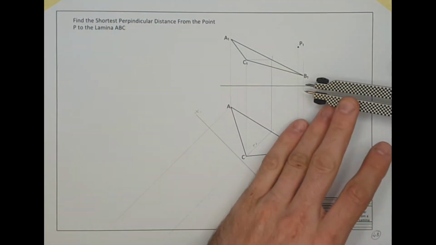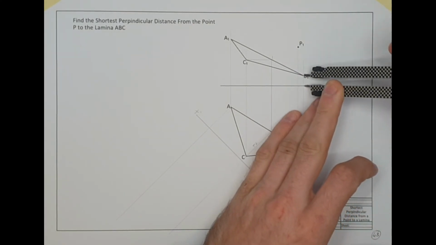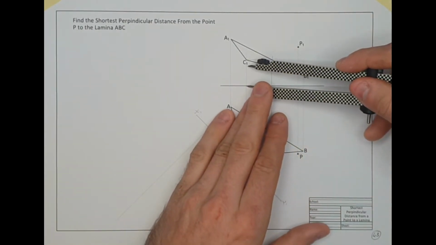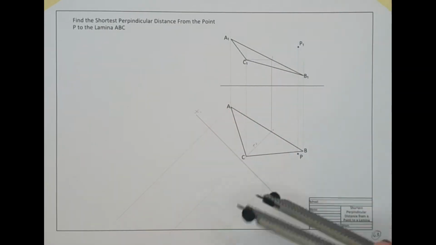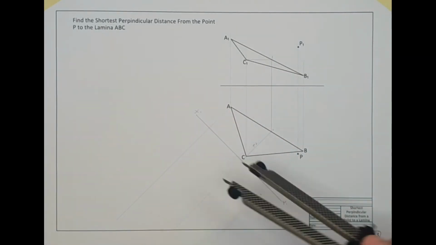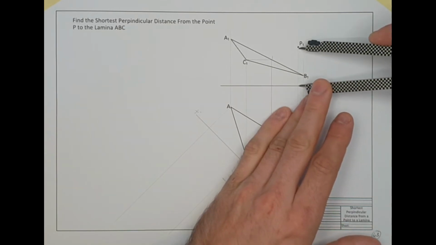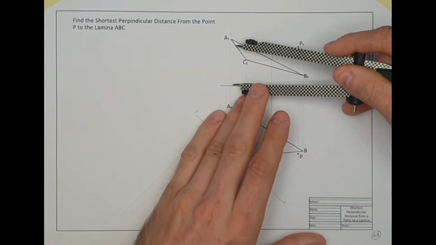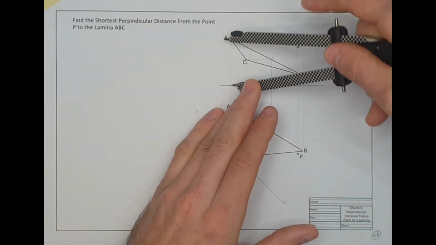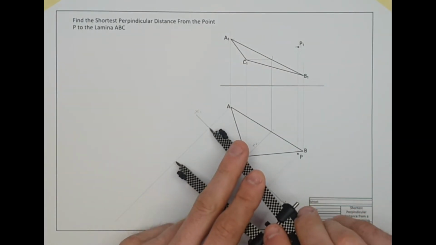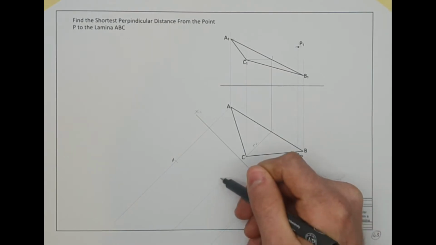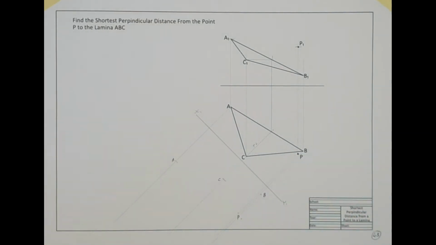For my elevation out here, I'll take the original heights from my elevation up to point B. Label as you go if you want to. Sometimes for these easier drawings, I'll just leave all my labels until the end. There's point C, point P, and point A. So I have A, I have B, C, that's point P right there.